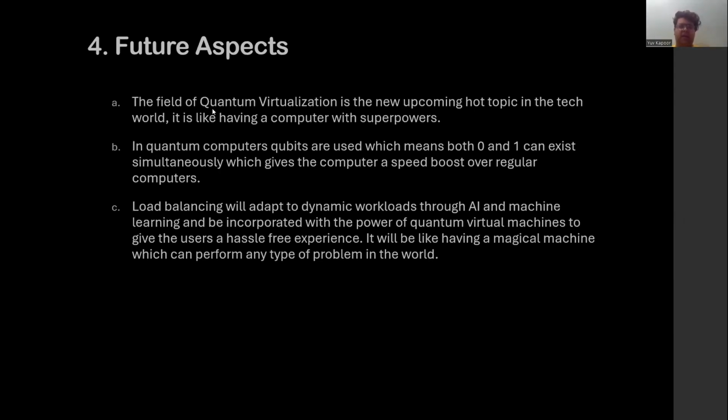Now I'll tell you about the future aspects of our paper. First, quantum virtualization. Quantum virtualization is an upcoming topic in virtualization, which is like giving a superpower to our existing computer. It uses qubits, which can do many complex calculations at once from a single computer, which our computers are not capable of at the present time. In quantum virtualization, both the 0 and 1 bits can exist simultaneously, which means both binary bits can be calculated at once without a single hassle.